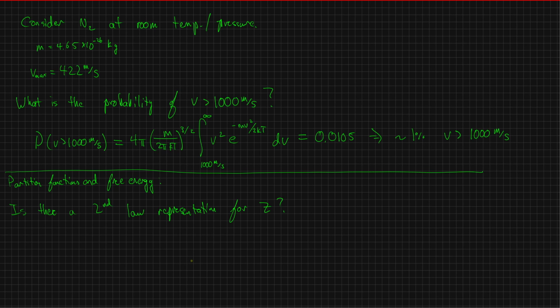Has anybody read ahead? Does anybody have any thoughts about what this will be? Whenever we're in contact with a reservoir, what's the analogous quantity to the entropy? You're close, Safe. When we're in contact with a reservoir, we can get heat for free, right? So what's the relevant state variable in that case?